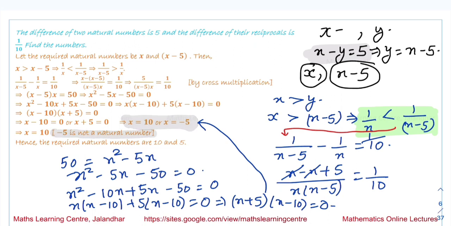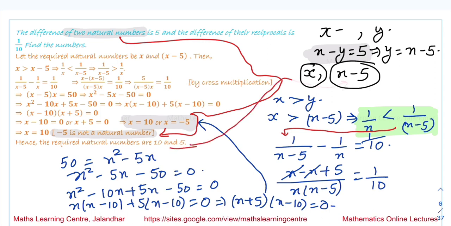Minus 5 is not a natural number. It is given that we are talking about two natural numbers over here. Minus 5 is not a natural number. So x is equal to 10, and the value of y we will get by substituting x minus 5, it is 5. So 10 and 5, these are the two required numbers.